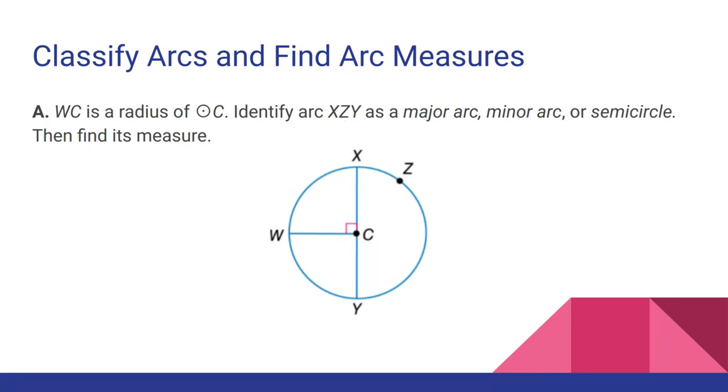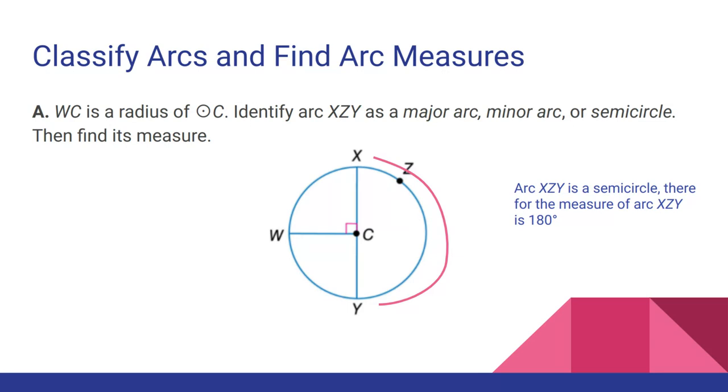So arc XYZ is going to look like this. Arc XYZ starts with X and travels all the way to Y, making sure we're hitting that point Z in the middle. Arc XYZ is a semicircle, therefore the measure of arc XYZ is exactly 180 degrees. It makes up exactly half of the circle.